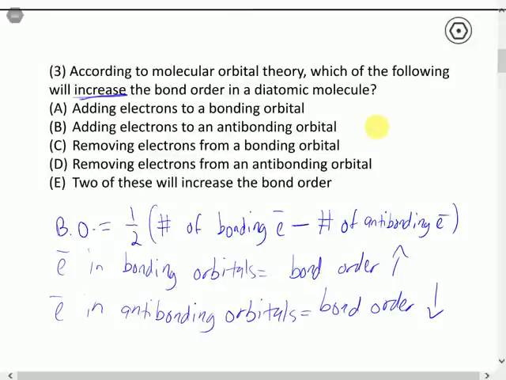So choice A, adding electrons to a bonding orbital: we're looking for an increase in bond order, so this one will increase the bond order. If we add electrons to an anti-bonding orbital, that does the opposite, so we don't want to count that one. Check marks are the ones that are true, and X's are the ones that are false. Removing electrons from a bonding orbital will decrease the bond order, because we have fewer electrons in a bonding orbital. And if we remove electrons from an anti-bonding orbital, which is choice D, that will also increase the bond order, because we have less anti-bonding character. So two of these choices will increase the bond order.